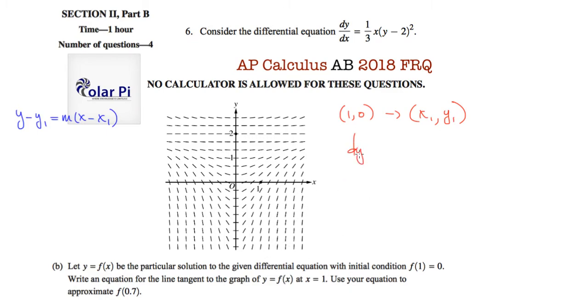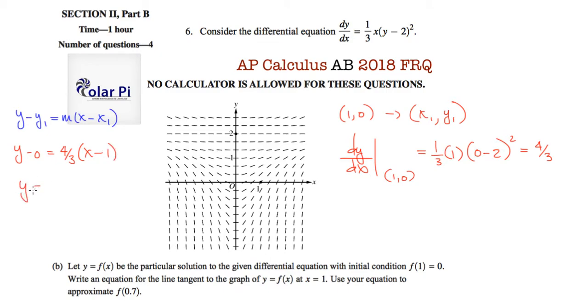Then dy dx evaluated at the point 1, comma 0 is going to equal a third times x, which is 1, so a third times 1, and then y is 0, so 0 minus 2 squared. If you simplify all that, you just get 4 over 3. So m is 4 over 3, and our point is 1, comma 0, so the equation of the tangent line is y minus 0 is equal to 4/3 times x minus 1. So y is equal to 4/3 x minus 4/3. Okay, cool.